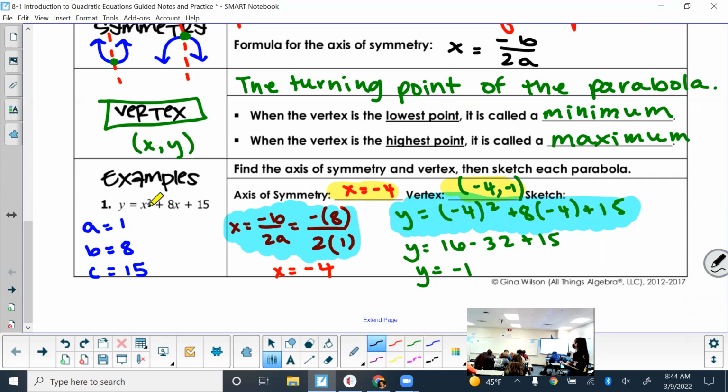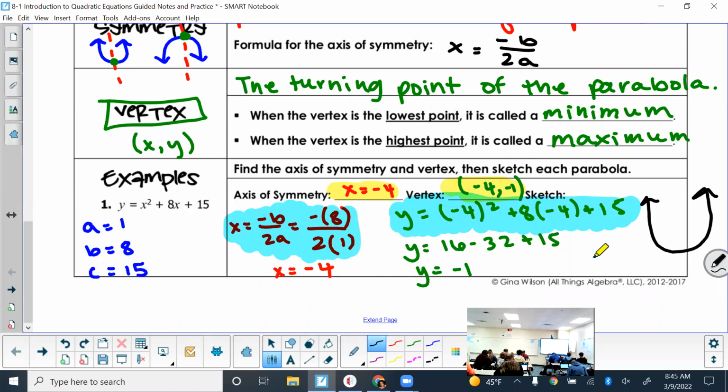So before I even sketch it or type it into my calculator and see what it looks like, how do I know if it opens upward or downward? The sign on the A or on the x squared. Is it positive or negative? So does it open upward or downward? Good. So then for the sketch, we're just doing rough sketches. We know it opens upward.